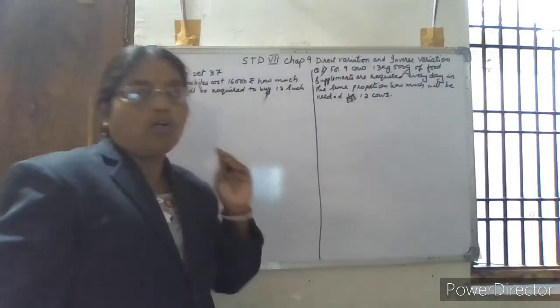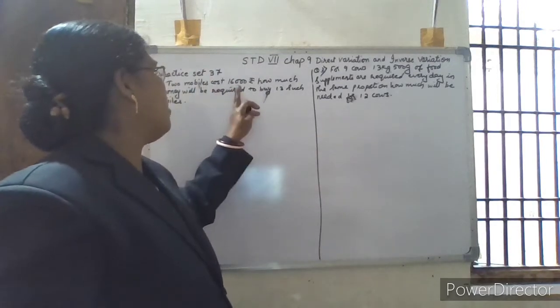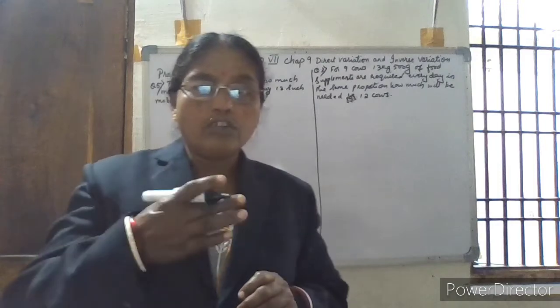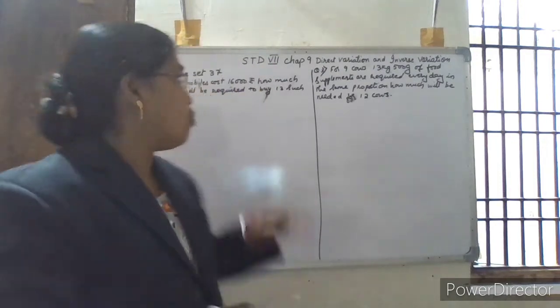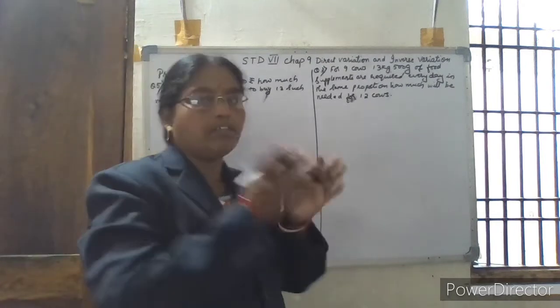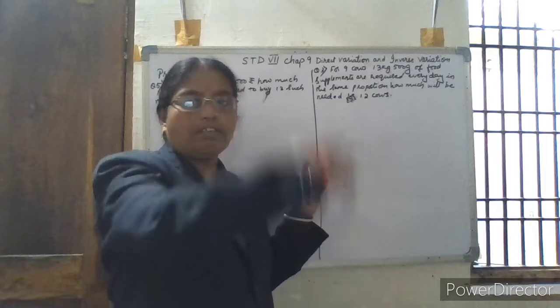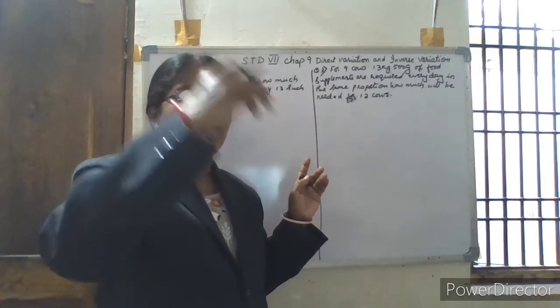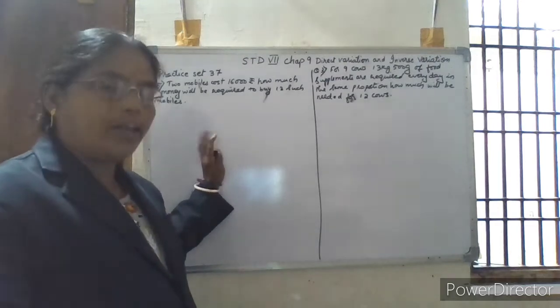So, to buy two mobiles you need 16,000. To buy 13 mobiles you need more money. So, when the number of mobiles increases, the cost also increases. When there is an increase in one quantity, there is an increase in the other quantity also.